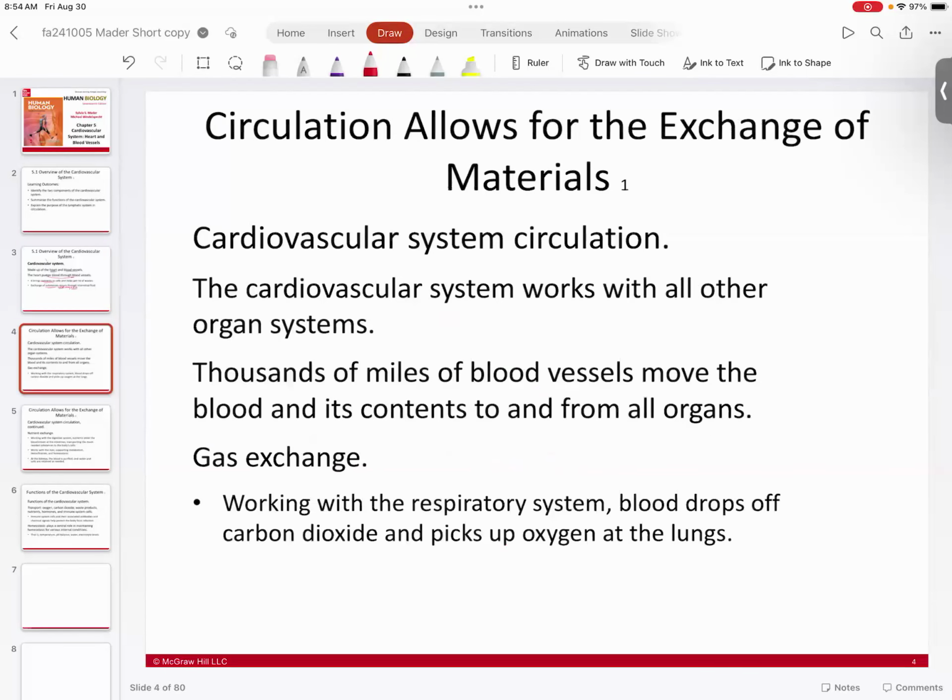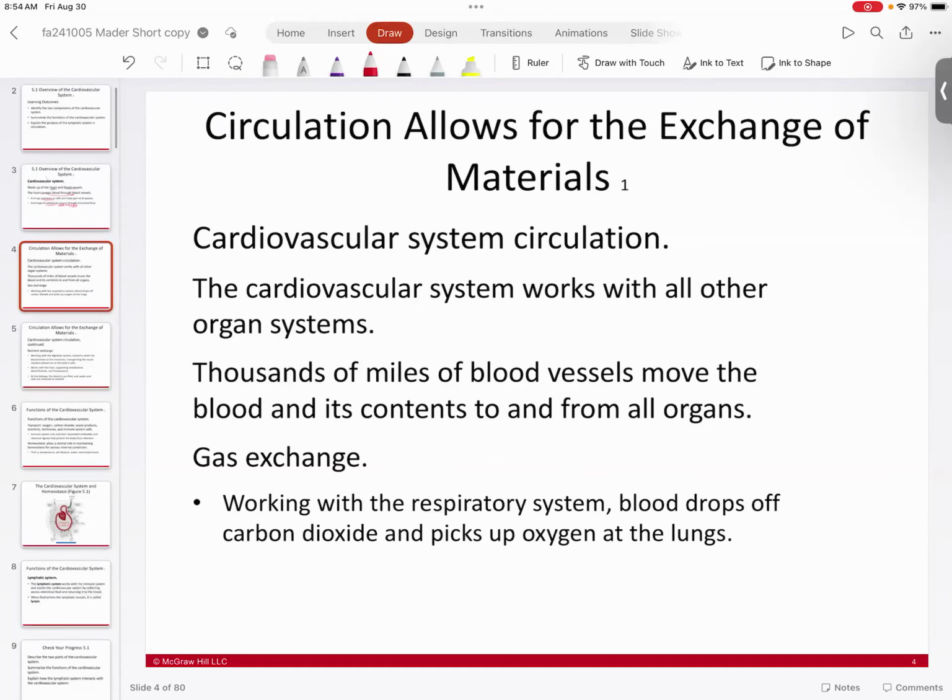So it has two parts. It delivers necessary nutrients, and it takes away waste. Now, the cardiovascular system basically permeates all the other systems, so it's a really, really important system. You've got miles of blood vessels going through your body, and the job of those blood vessels is to bring these necessary nutrients, basically supplies for living, to your cells.